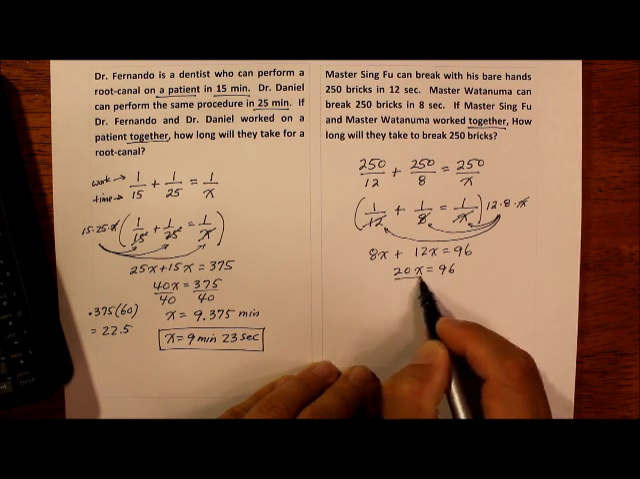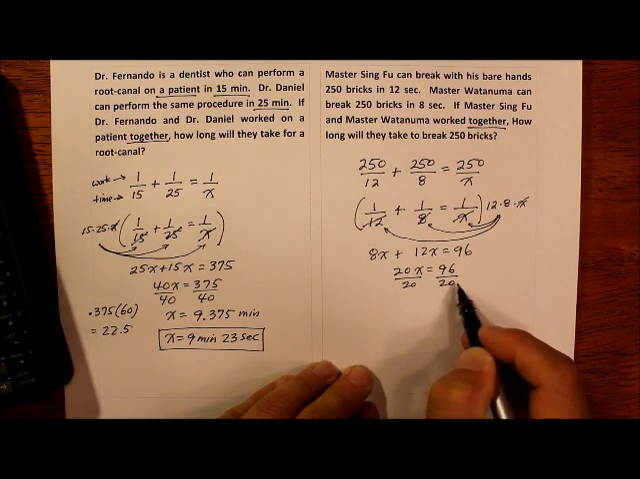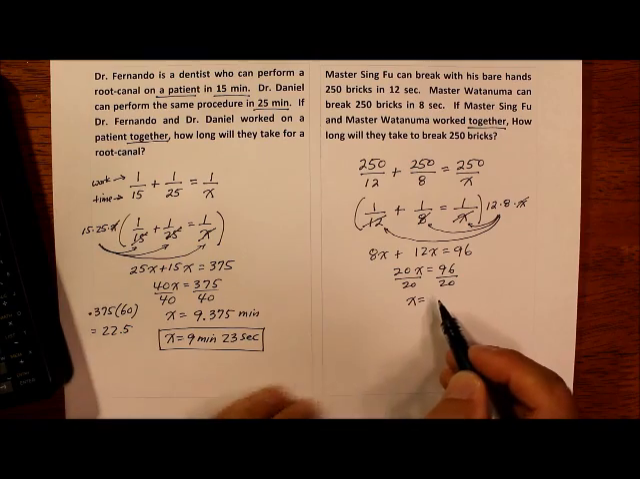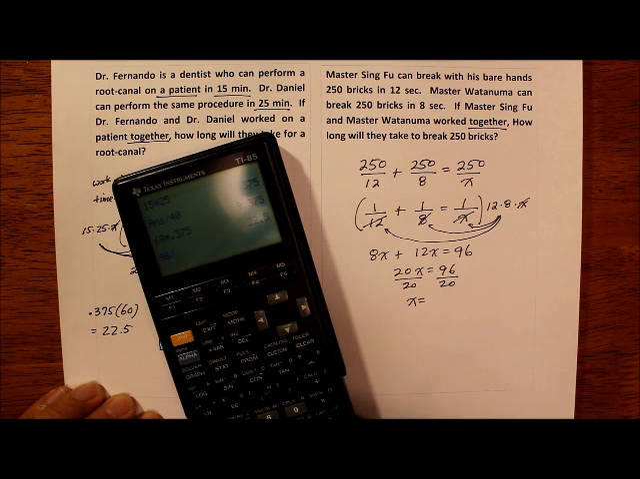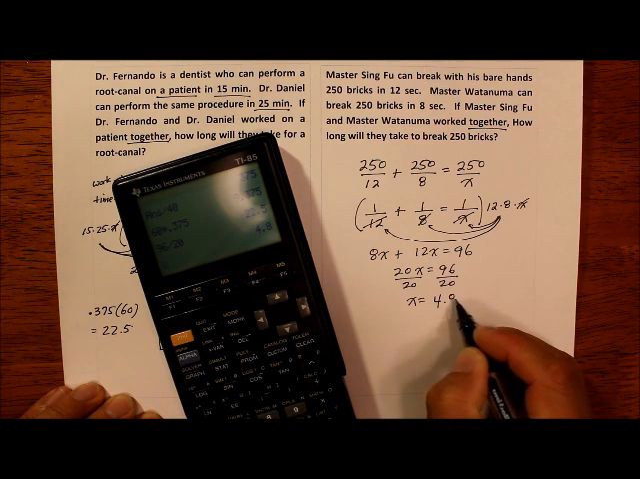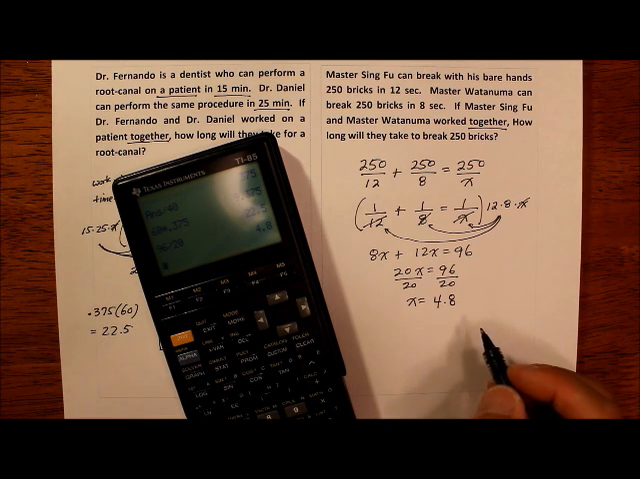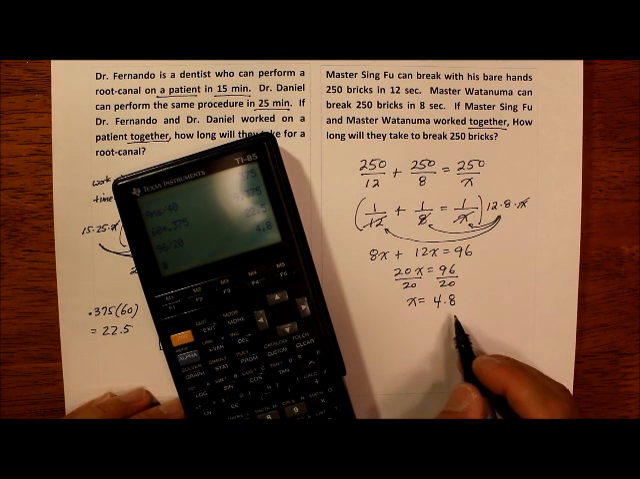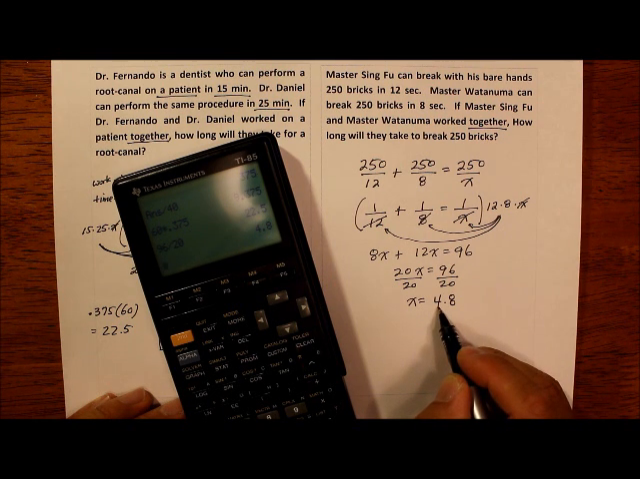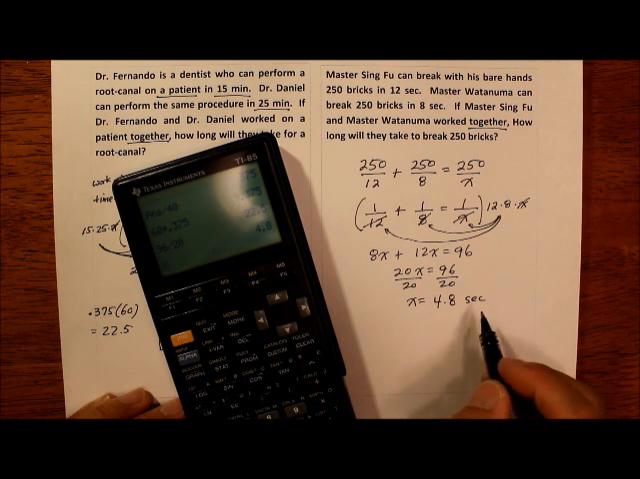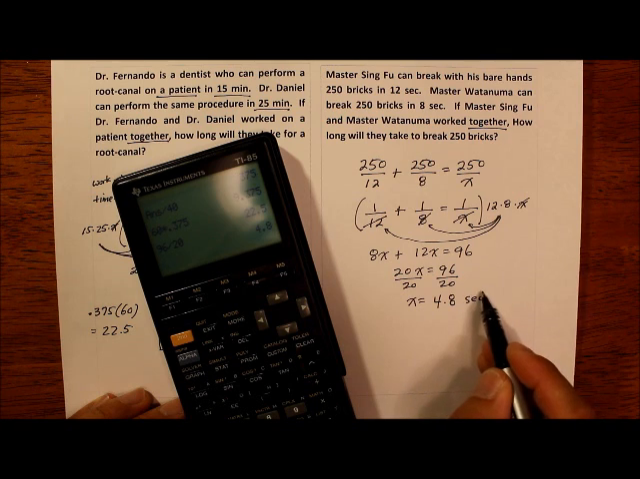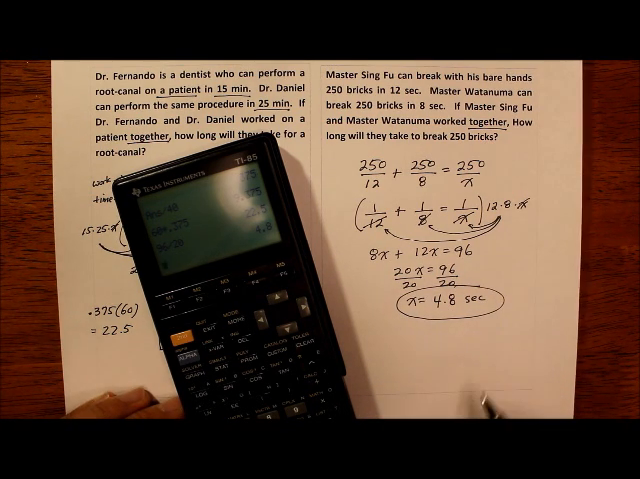We're going to solve for x by dividing both sides of the equation by the coefficient 20. So x is equal to 96 divided by 20, that tells me that it's 4.8. That is awfully fast. So you know what? 4.8, that's 4 seconds and some odd hundredth of a second. But you know what? It might be more feasible in real life to leave our answer like that.